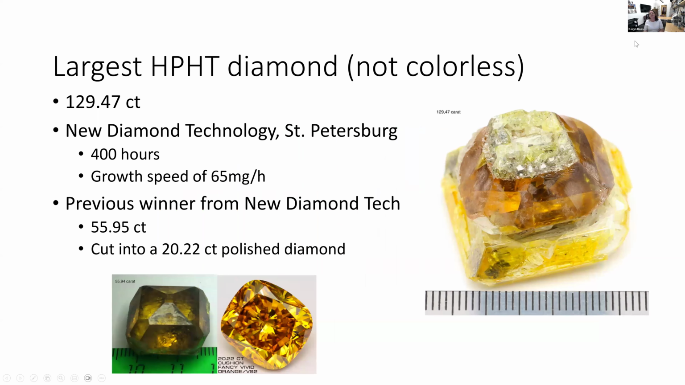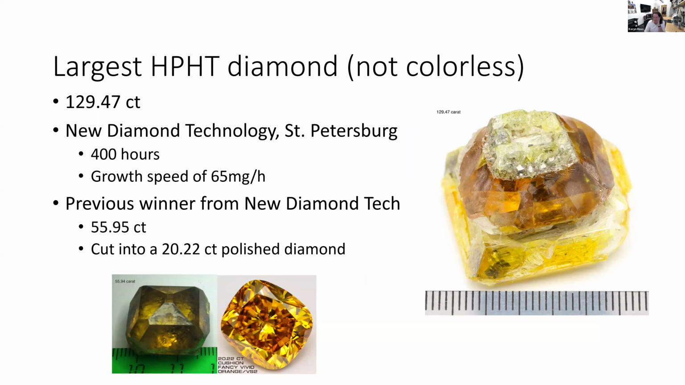The largest HPHT diamond was, as of right now, at least 129 carats. It took about 400 hours to grow, and the growth speed was about 65 milligrams per hour, which, who knows if that's really fast or slow. It's pretty fast, actually.